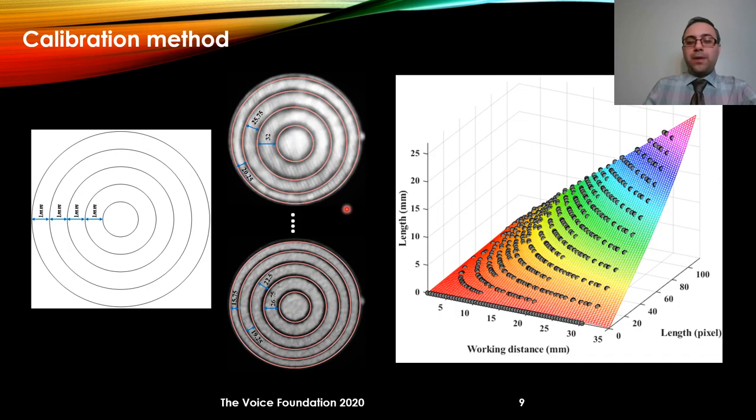And this is the effect of working distance on the image. So we created a model based on the working distance and radius of all of these circles in pixels, and the model would take these two inputs and then give us the equivalent radius of that circle in millimeters.